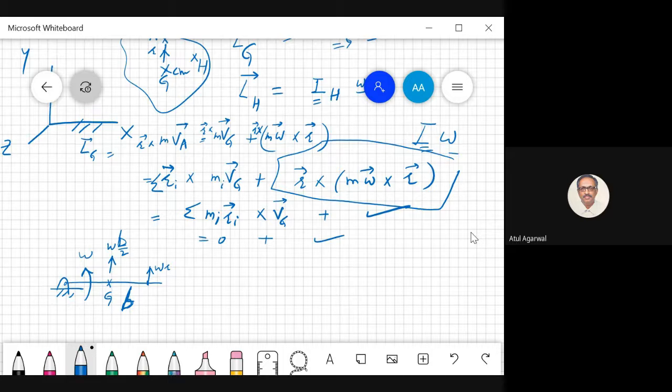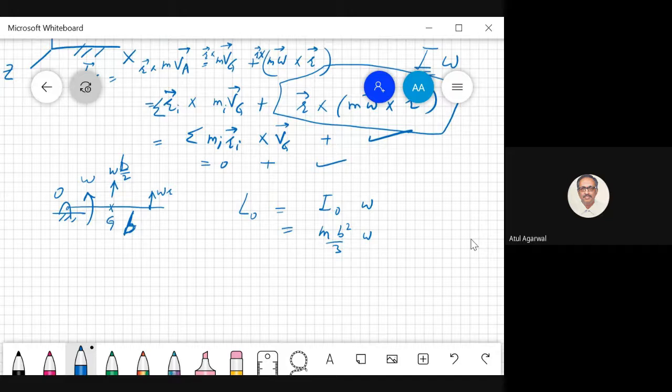What is the angular momentum of this bar about the origin? You say I O omega. What is I O? M b square by 3. What is the angular momentum about the centroid? I G omega. What is I G? M b square by 12.